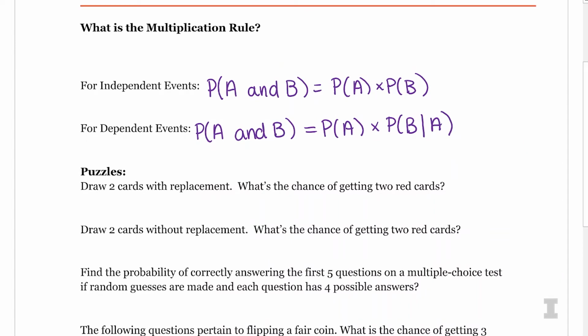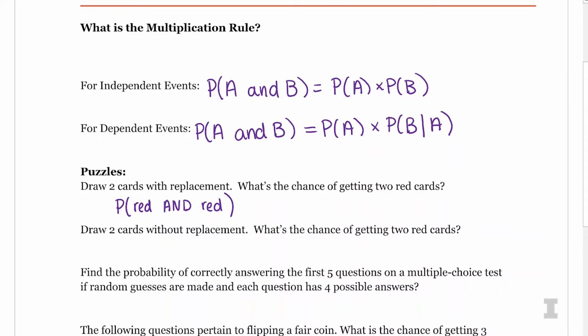So our first puzzle says draw two cards with replacement. What's the chance of getting two reds? So I want to know essentially what's the probability of getting a red and a red, right? That's what two reds mean. So the multiplication rule would help me solve this.